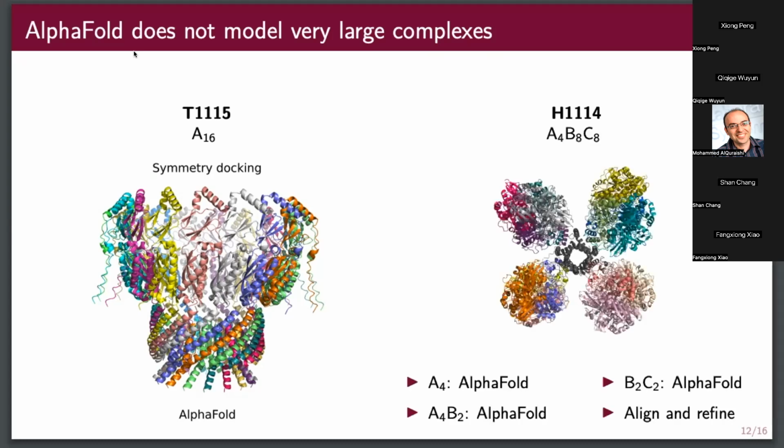From another target, we had good predictions of, it's just like a pipe with four tetramers around. So we had these tetramers good, we had the pipe good, and we somehow managed to model with AlphaFold the connection between the pipe and the tetramers, and then aligned and then simply refined to get the whole complex.